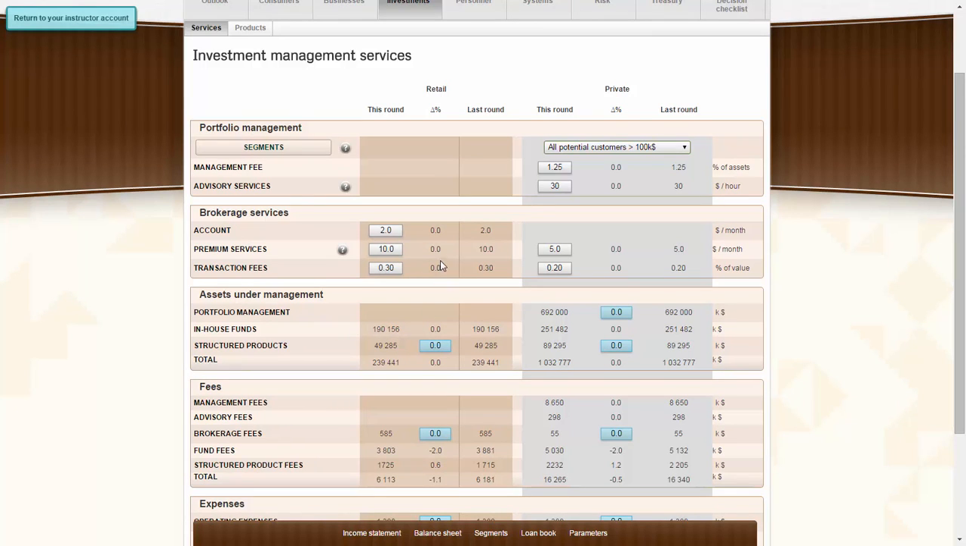And now we do the pricing for retail customers, per account per month, then for the premium services per month, and then we also decide what is the percentage fee that we take from the transactions. And then for private customers we can also decide the portfolio management services, where we have the management fee as a percentage of assets, and then we have the advisory services in dollars per hour.